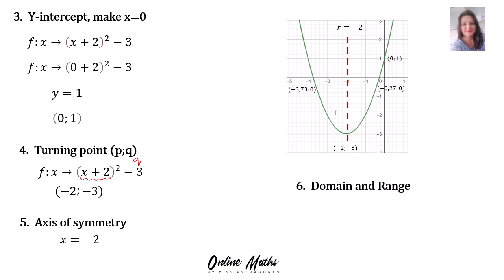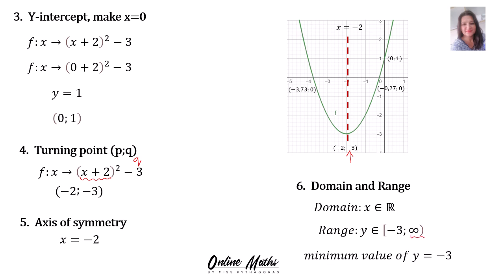Then we can also write down the domain and the range. The domain for all the parabolas is x element real. And then the range, remember we read it from the bottom upwards, and it is the y-coordinate of the turning point. Therefore, the range is y is an element, minus 3, that's the Q value if you want, included, up to infinity, and we don't include infinity. And then we can also say that this graph has a minimum value of y is equal to minus 3.